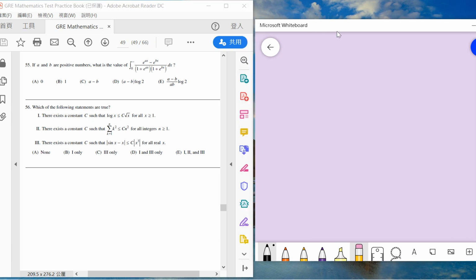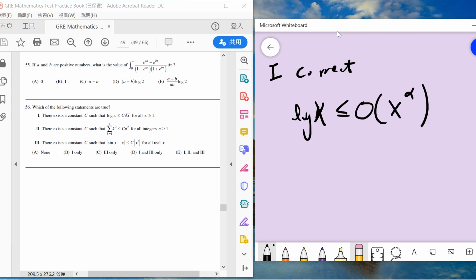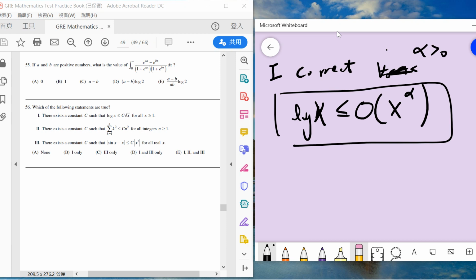So basically, this asks about the complexity. The first one is correct, since log x will be smaller than any x to the power alpha for alpha larger than 0. So this is very easy, and you can show this is correct. This is basically common sense.